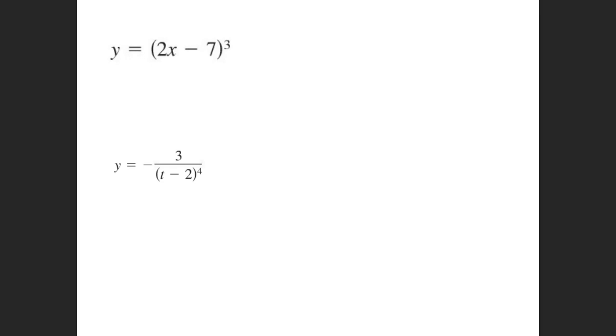Six times (2x minus 7) to the 2nd power. Okay, so if I was going to do this problem, I'd bring the 3 down. Oops, got to turn on my marker. Leave the middle alone, (2x minus 7) to the 2nd power, times the derivative of the middle, which is 2. So yes, I agree. That is the correct answer.